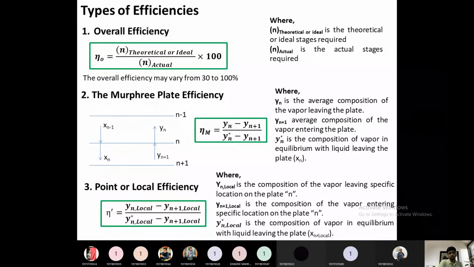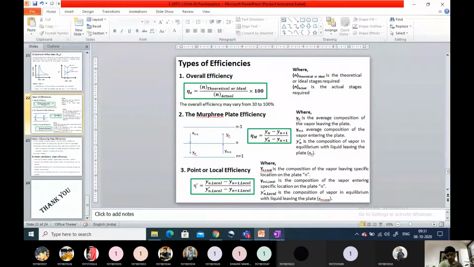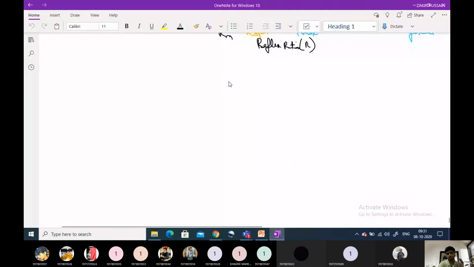Okay, today we are going to see the types of efficiencies. What is efficiency? We have to see first. How will the role of efficiency help in good operating conditions and maintain the separating conditions in a distillation column? How do we have to see? So, what is this efficiency first?